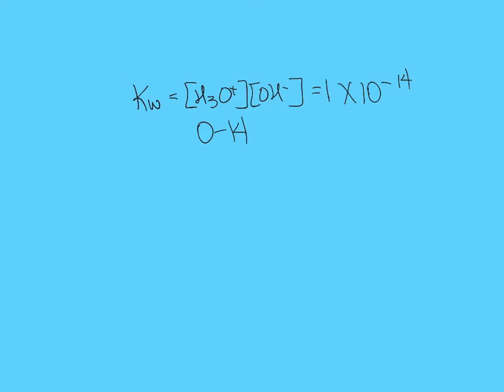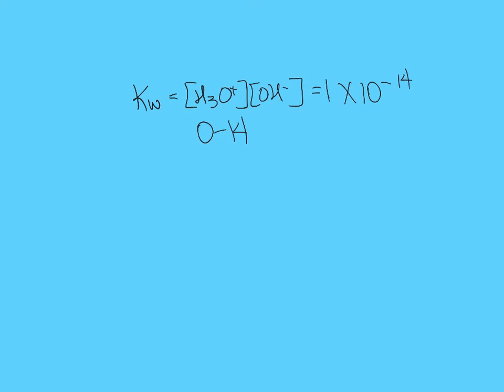If Kw is equal to the hydronium ion concentration times the hydroxide concentration, and if it's 1 times 10 to the minus 14, okay? And remember, our pH range, it's a logarithmic scale, is 0 to 14, okay? For very concentrated acids or very concentrated bases, it can be below 0 or above 14. Keep that in mind.